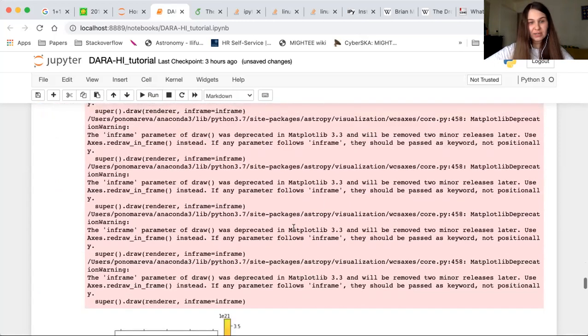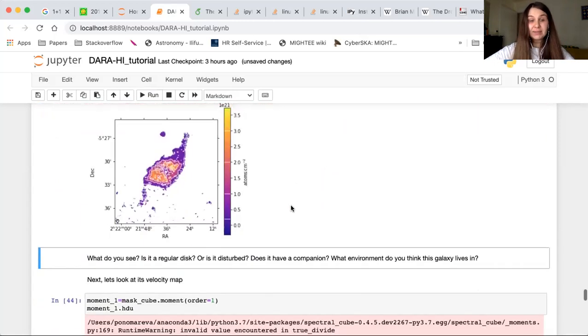Here are a lot of warnings, don't pay attention to them. And ta-da! Here we see the H1 intensity map. We see that there is a nice galaxy. This is the tail we saved by smoothing and masking. You still see a little bit of noise peaks, but at least the whole map is not covered in noise. And here is our little companion.